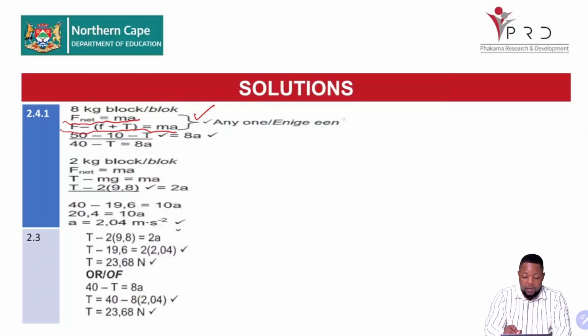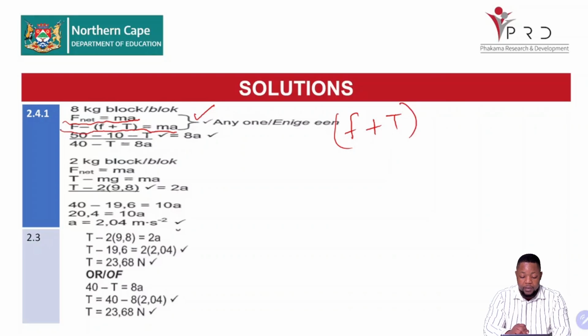Why is the F for the friction and tension put in brackets and added? This is because they are going in the same direction, and that direction is opposing the motion. That's why you will see in the next step, they are both negative. Now, that is your substitution.